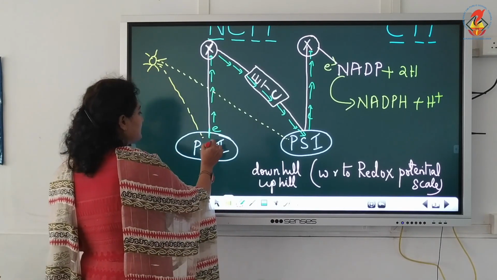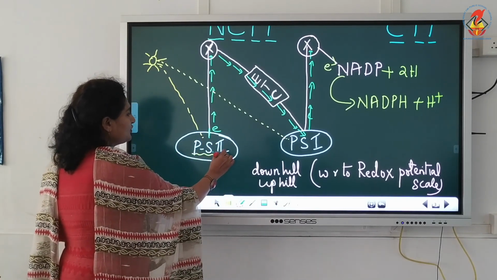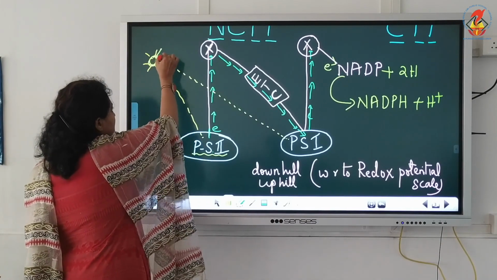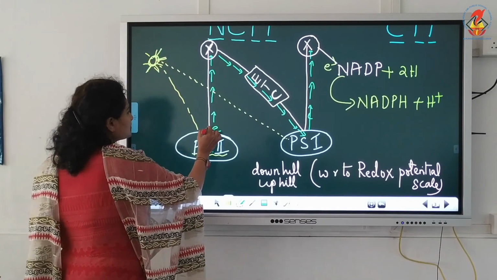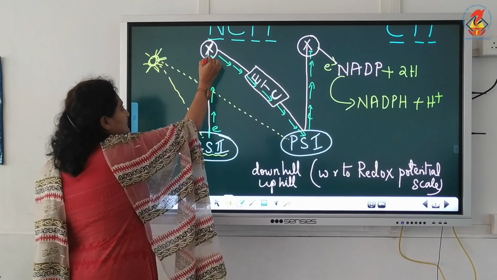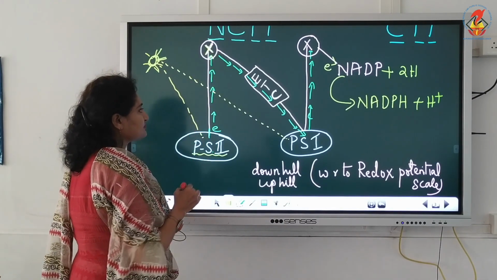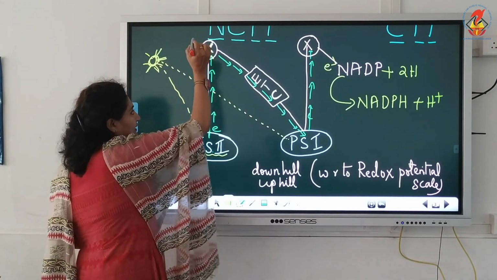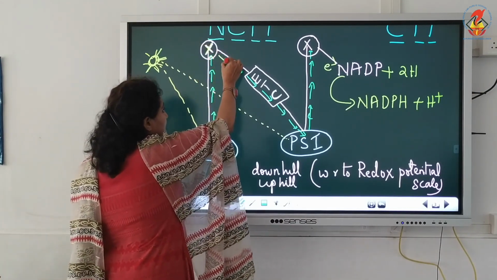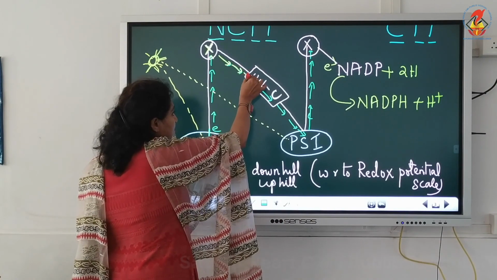The electron was emitted from photosystem 2 due to the illumination by the sun's rays. This electron gets emitted and passes to the electron acceptor X, the first electron acceptor, and by its location you can understand it's uphill. Then this electron passes downhill through an electron transport chain.